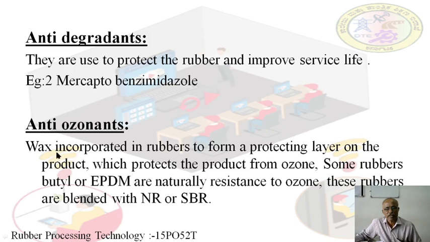Under that, anti-ozonants. Wax is incorporated in rubbers to form a protecting layer on the product. So wax works as an anti-ozonant. Anti-ozonant means it will protect from ozone. So against ozone, this wax will protect the rubber product, forming a protecting layer on the product. Some rubbers, butyl or EPDM, are naturally resistant to ozone. These rubbers are blended with NR or SBR to get those anti-ozonant properties.